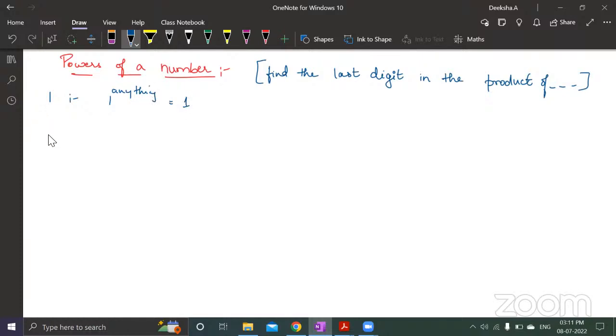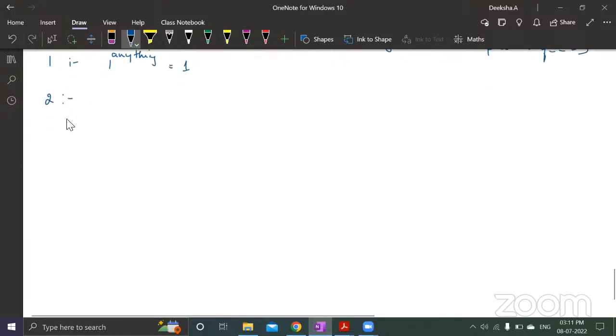Next, if I take number 2. Now what is 2 power 1? It is 2. 2 square is 4. 2 cube is 8. 2 power 4 is 16. Okay. Now what is 2 power 5? 2 power 5 is 32.